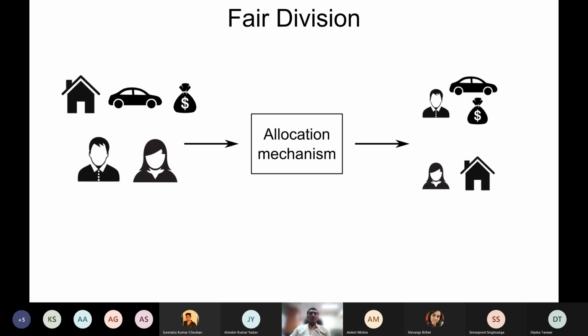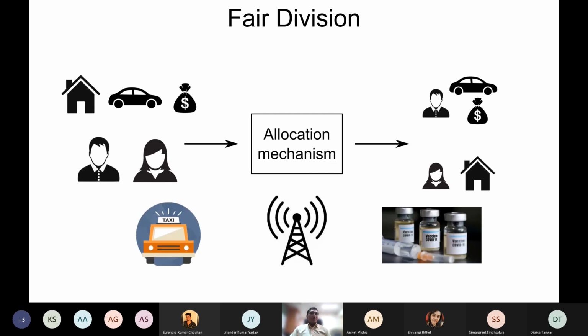Here's another example of a social choice problem. It's called fair division. In this case, we are given a set of agents and a set of resources, and these agents have some preferences over the resources. And an allocation mechanism aggregates these preferences and decides who gets which resources. Again, fair division has many other applications, for example, in splitting taxi cab rides, or in allocating radio frequency spectrum bands, and what I believe is most relevant to our current circumstances, in the allocation of scarce medical supplies, such as vaccines and PPE kits.